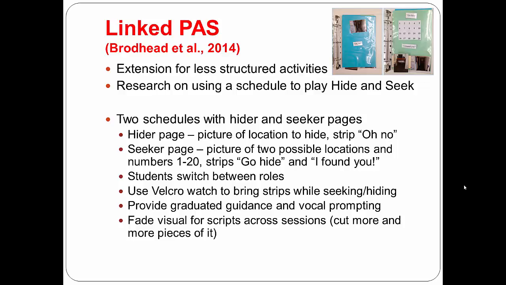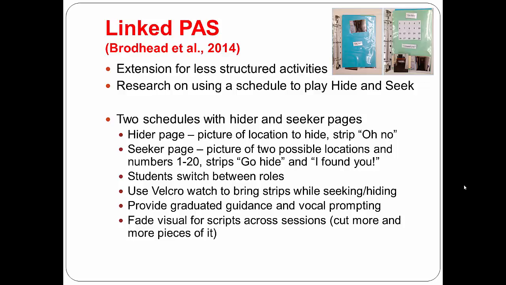For students who were the hider, they would see a page with a picture of a location to hide and the strip, "Oh no." On the seeker page, there would be pictures of two possible locations and the numbers 1 to 20, as well as the social strips for sentences "Go hide" and "I found you." Each page, the student would switch roles. Students used Velcro watch straps to bring the strips along with them while seeking or hiding as a cue of their social language.